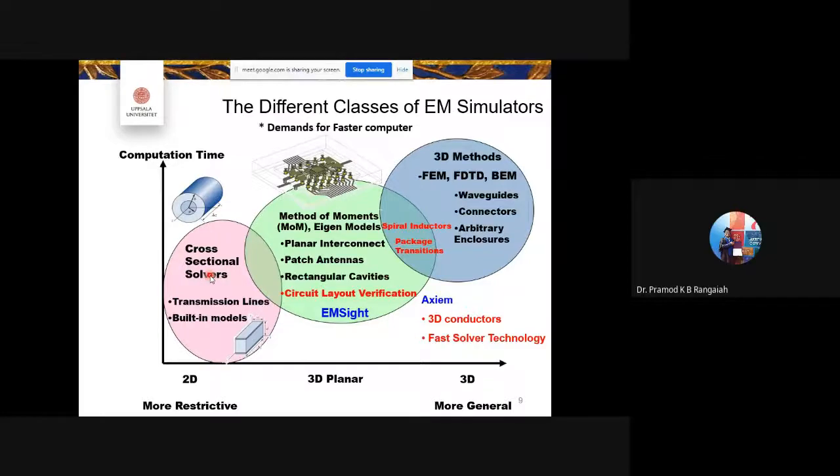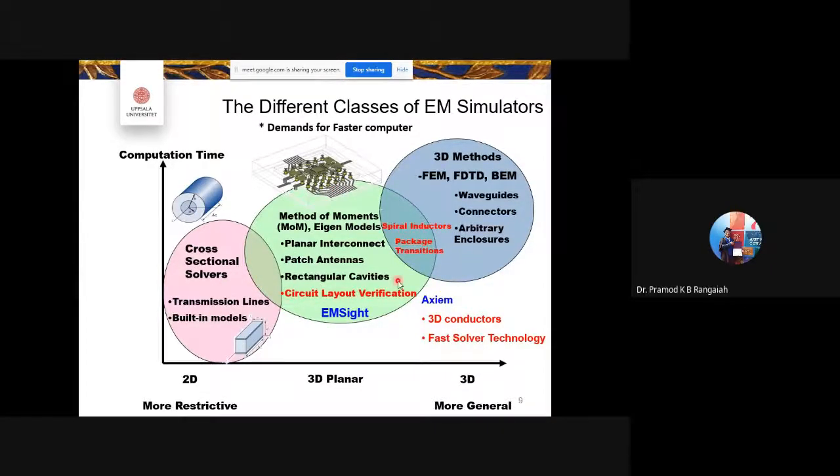This is like a 2D solver, which will have a built-in model of transmission lines based on those concepts. So it will get simulated. It's very fast, and I recommend this one. You can go up to 2 GHz, 3 GHz. If your circuit is limited to ISM bands, we can still use this kind of solver.